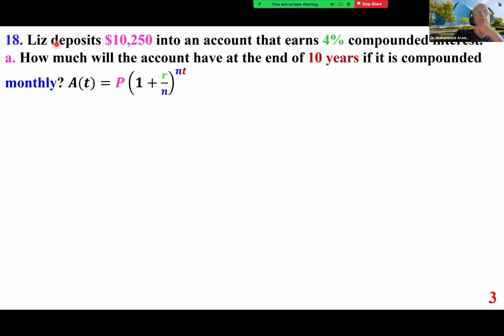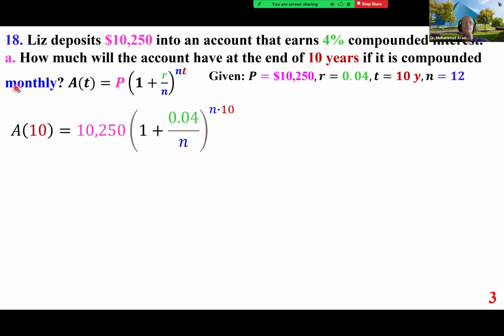Let's deposit $10,250 into an account that earns 4% compounded interest. How much will the account have at the end of 10 years if it's compounded monthly? A of t equals p times 1 plus r over n to the power of nt. That's the compound interest. P is $10,250. R is 4% or 0.04. T is 10 years. And because it's monthly, n is 12.